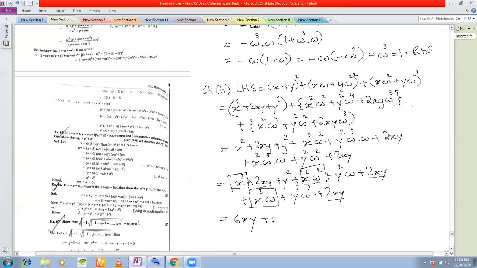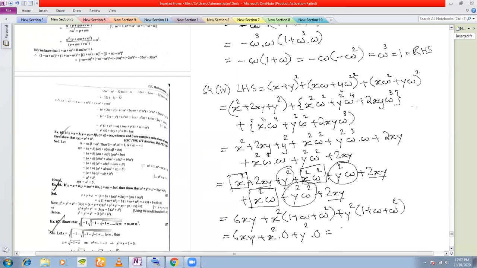So what happens? If you take the x squares together, what are you getting? 1 plus omega square. Okay. And what about your y squares? Here you have a y square. Here you have a y square omega. Here you have a y square omega square. So if you take the y squares together, it becomes 1 plus omega square. Now what is 1 plus omega square? According to the properties, it is 0, right? So this becomes simply 6xy, which is equal to RHS. That's it.